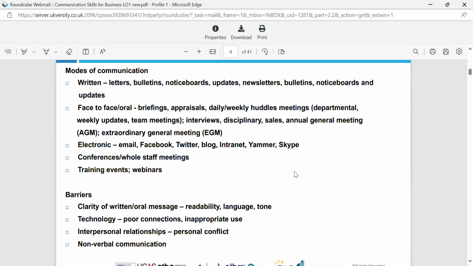Modes of communication, which we'll be looking at, are things like written: letters, newsletters, updates, and face-to-face oral briefings. Electronic forms of communication, things like email, Facebook, are quite widely used nowadays. I think it's more electronic than anything else, because people prefer that form of communication. Also conferences, training events and webinars.